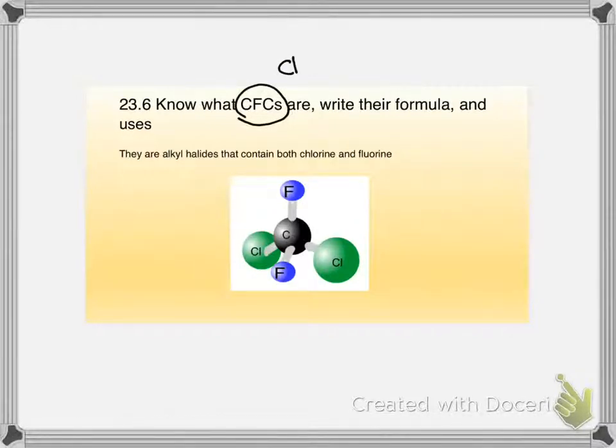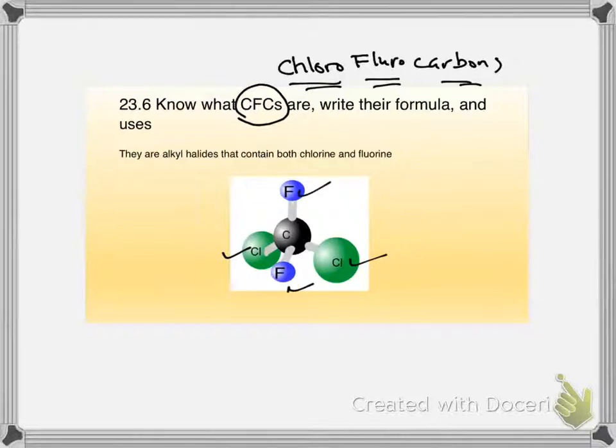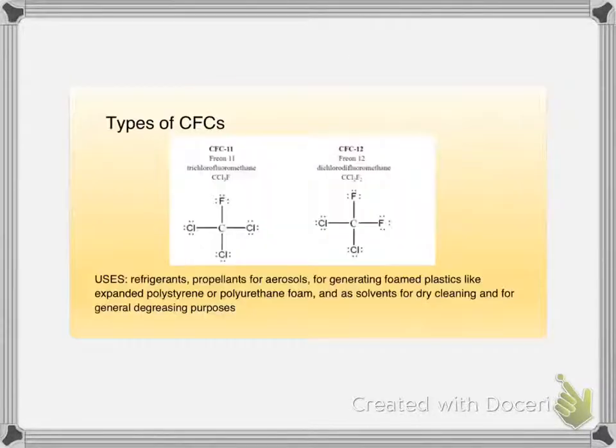All right, the next thing you have to know about is something called CFCs. CFCs are chlorofluorocarbons. Okay, so you can see chlorine, fluorine, and carbon. Here you have a carbon, and around it you have chlorines and fluorines. Okay, these are called CFCs. So they are alkyl halides. They contain chlorine and fluorine. Very simple.